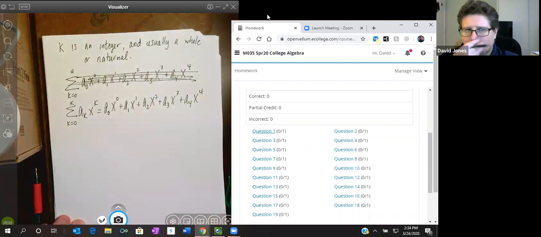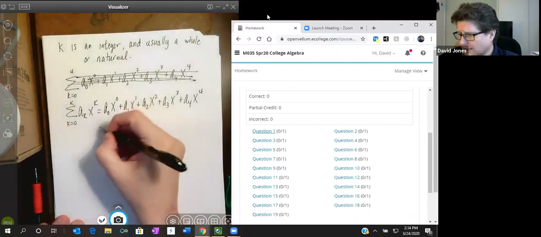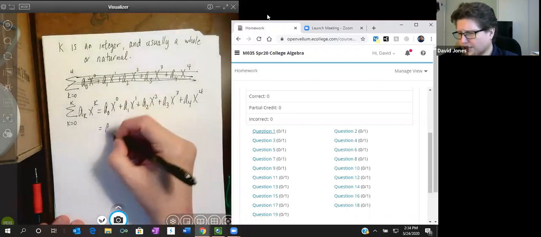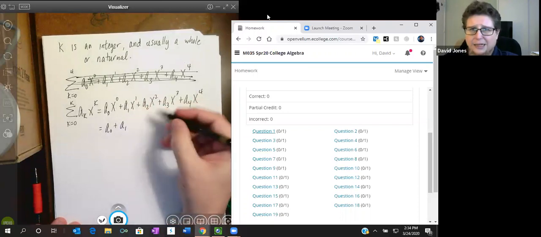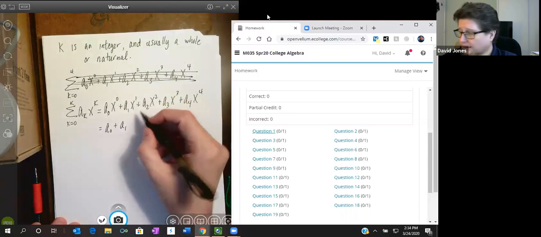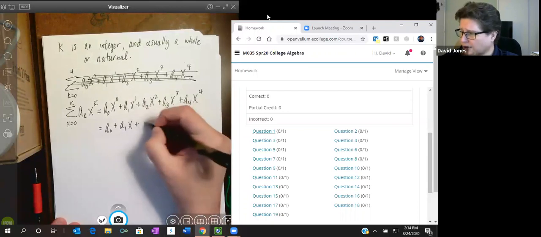And of course, we wouldn't leave it like this. What's any variable to the 0 power? Anything to the 0 power is 1. So we're going to make it equal to 1. And so a sub 0 times 1 is just a sub 0. On the variable where we have an exponent of 1, we don't put the exponent. It's an invisible exponent.